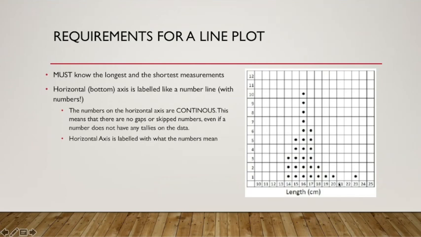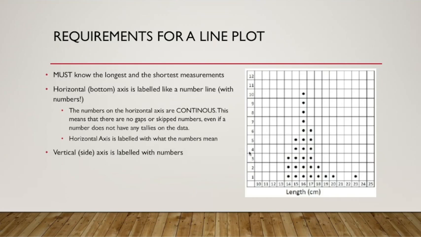Just because there isn't a student who had a hand span of 21 or 22 centimeters, we still include it because there was one that had 23. We can't leave any numbers out. The horizontal axis is also labeled with what the numbers mean. So if we just had 10 through 25 written here with no explanation of what the numbers mean, it could be centimeters, it could be feet, it could be inches, it could be miles. The person reading your graph would never be able to be sure. So you have to make sure you tell them that it's length and what measurement of length, right? We're using centimeters.